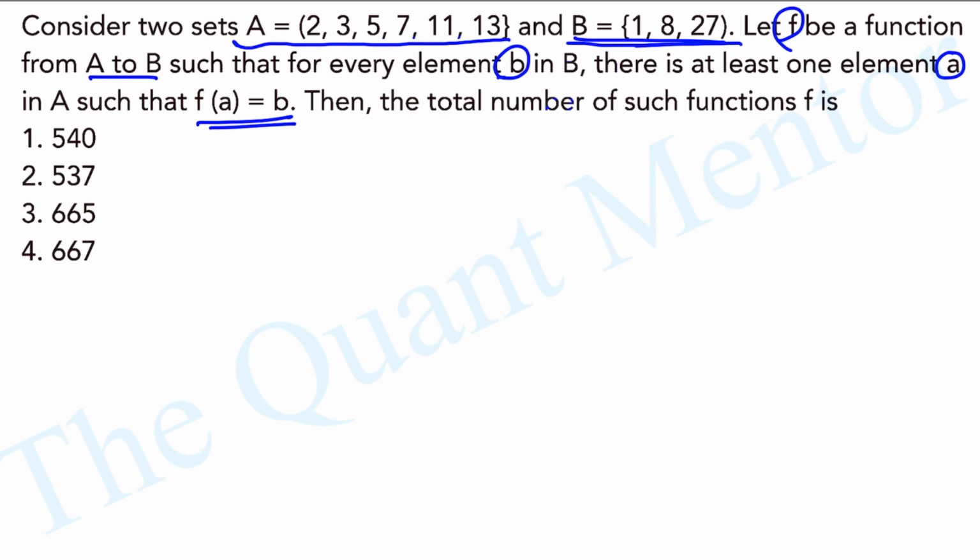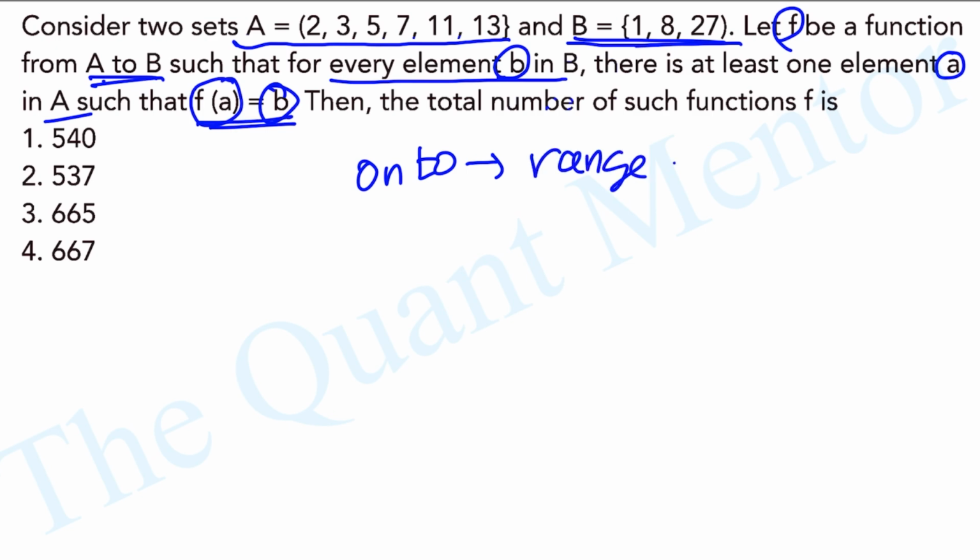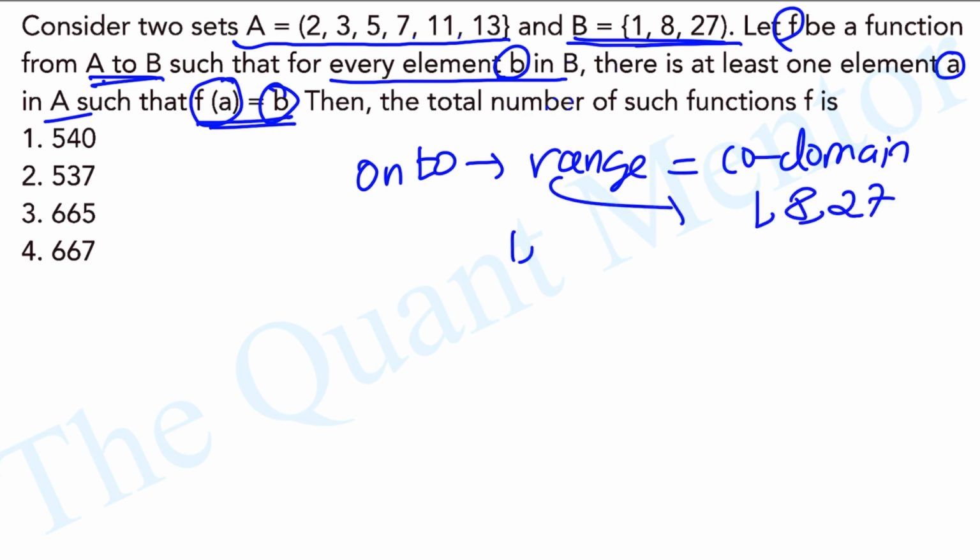Now, the point we have to understand here is if you want a function f from A to B such that f of a is equal to b, and for every element in B there is at least one element in A, that means we basically want onto functions from A to B. In onto functions, the range of the function is the same as the codomain. In this case, the codomain consists of elements 1, 8 and 27. The range should also be 1, 8 and 27.